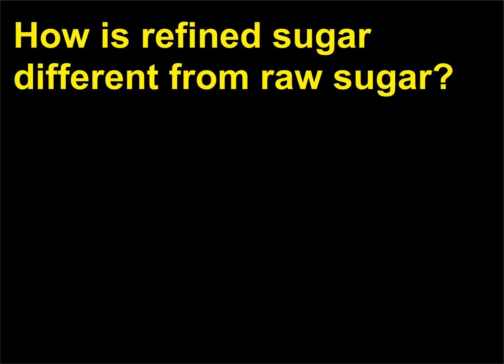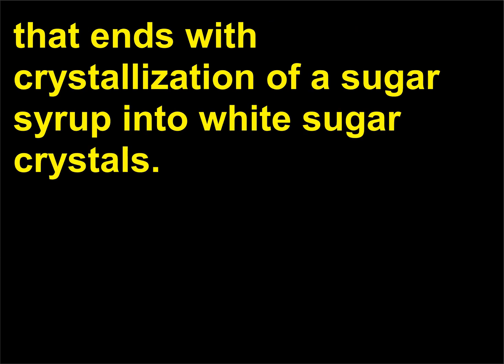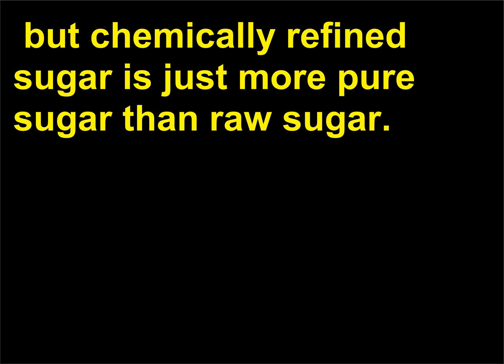How is refined sugar different from raw sugar? Refined sugar is raw sugar that has been purified by a series of steps that ends with crystallization of a sugar syrup into white sugar crystals. The debate of whether refined sugar is worse for you than raw sugar is ongoing. But chemically, refined sugar is just more pure sugar than raw sugar.